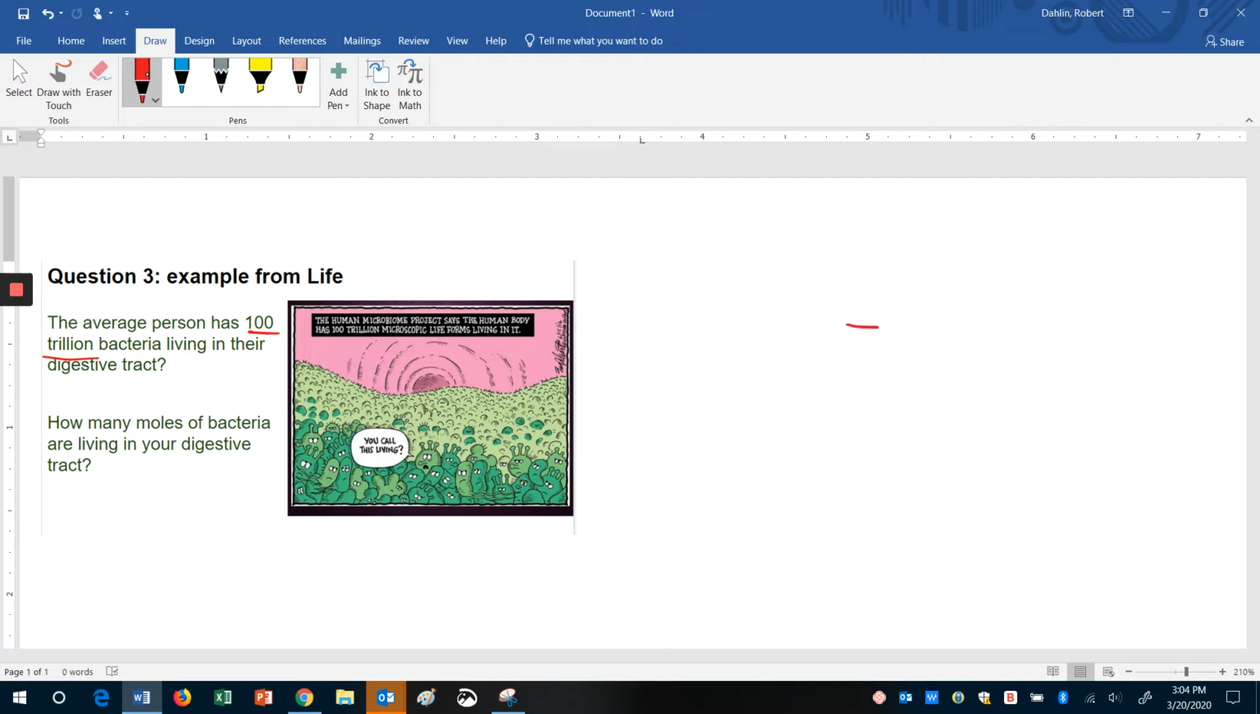So, just like we've done with the other ones, we're going to set it up with a proportion. And again, whatever the question wants you to find is the upper left corner, and whatever the question is giving to you is the lower left corner. And we're just basically doing a conversion. How does the 100 trillion compare to 6.02 times 10 to the 23rd?